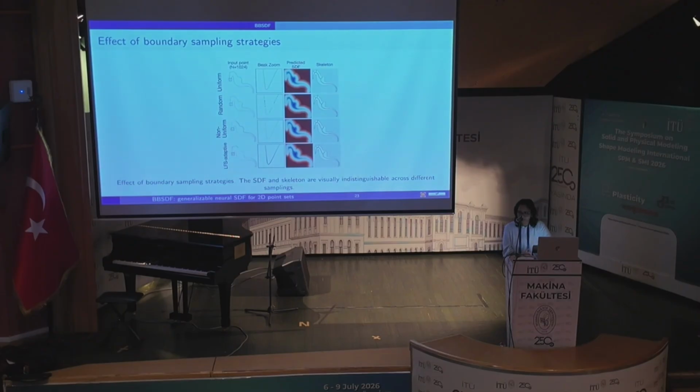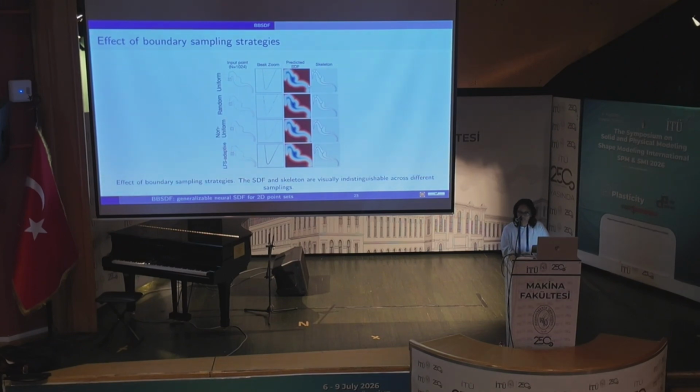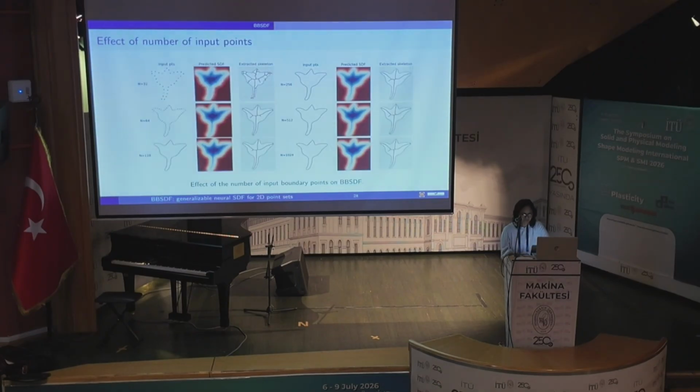This shows a result on different boundary sampling strategies. This result shows that our predicted sign distance field is insensitive to the type of sampling that you make. This shows a study done on the effect of the number of boundary samples used for prediction. We are robust to the number of samples. Even at n equal to 128, you can see we produce a coherent sign distance field.